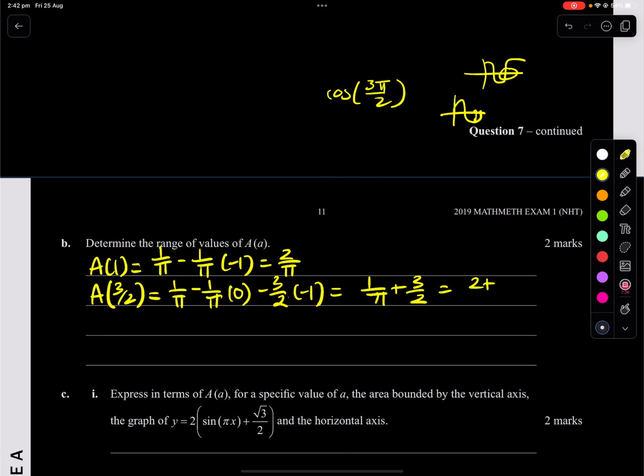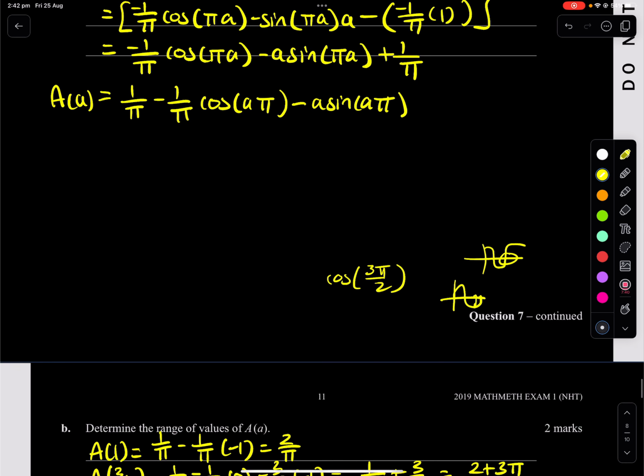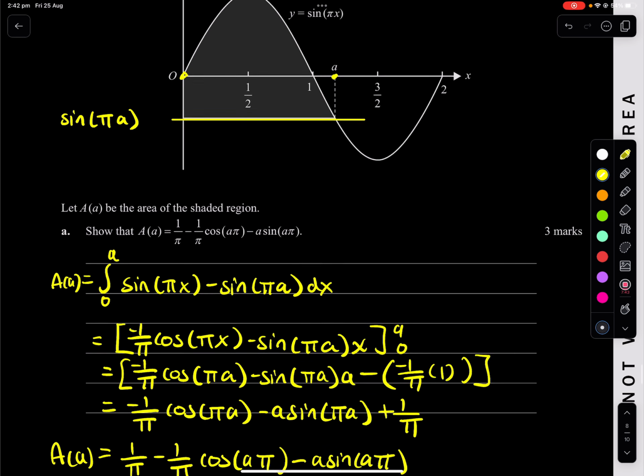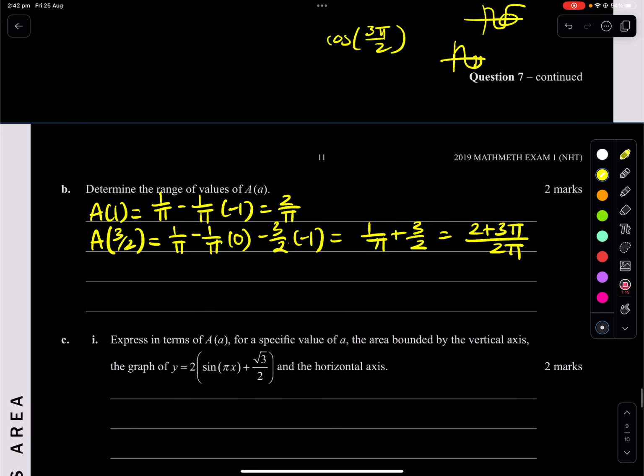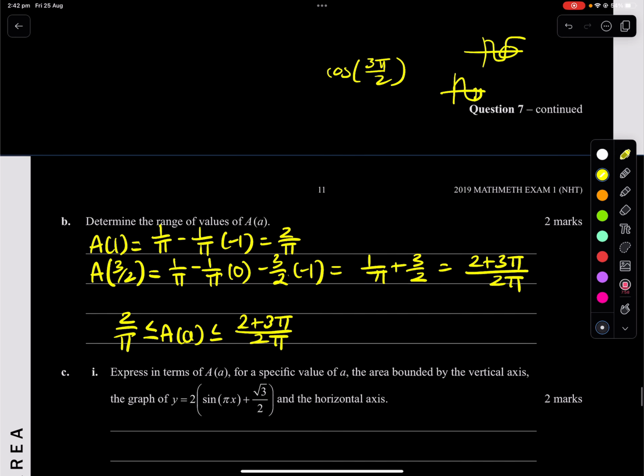So it'll be 2 plus 3 pi all over 2 pi. So your values of a on a must be between 2 plus 3 pi over 2 pi. That's where your range is.